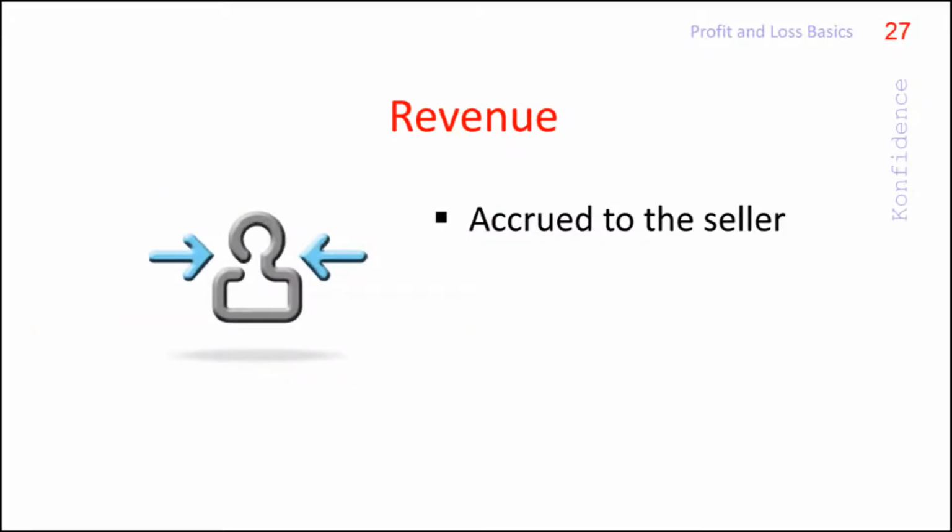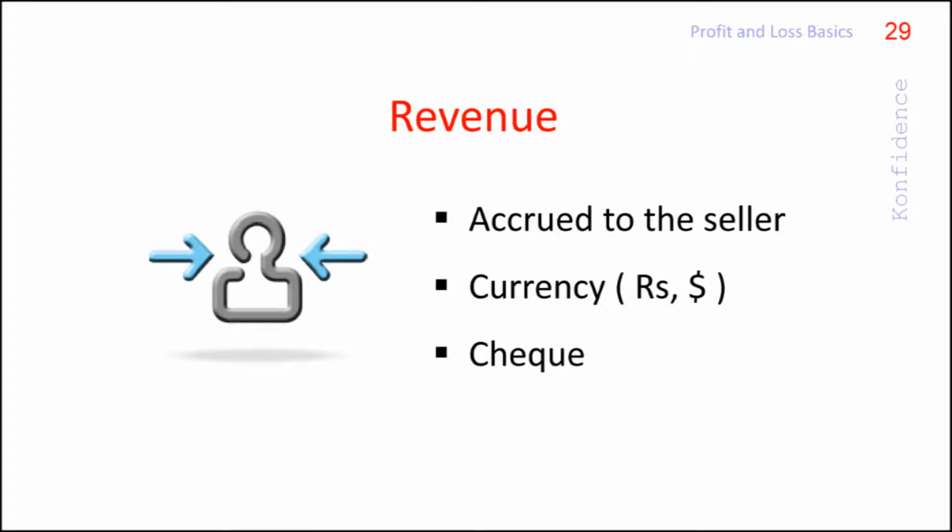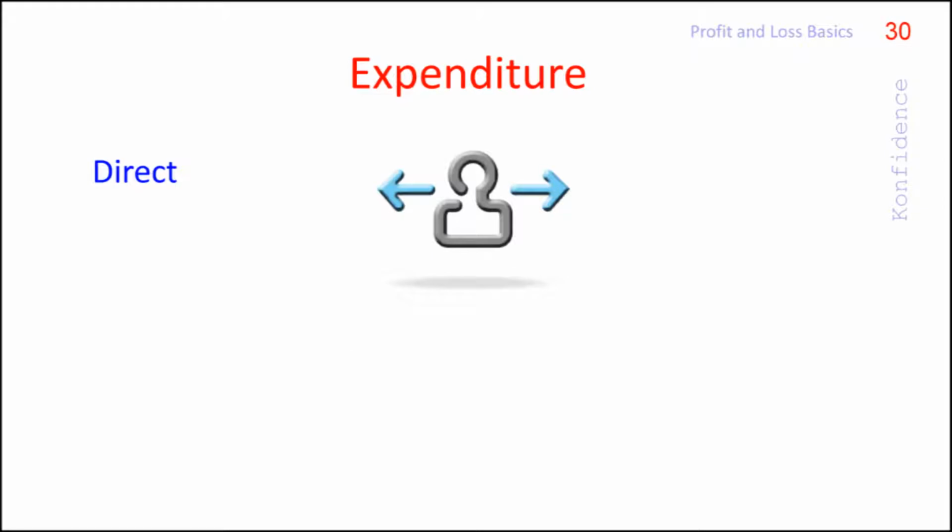Revenue is something that accrues to the seller from the buyer. It is a reward for his service of sales. The revenue comes to the seller in the form of currency or check. Expenditure is of two types: one, direct expenditure, and two, indirect expenditure.